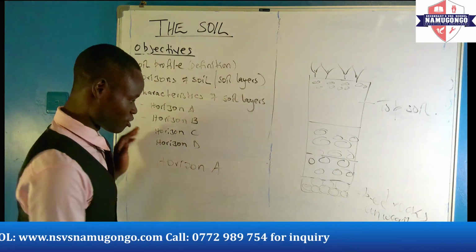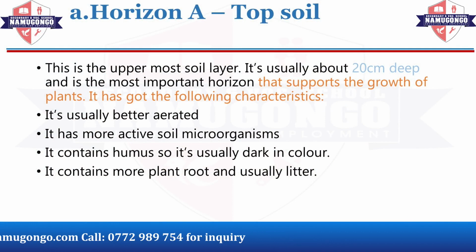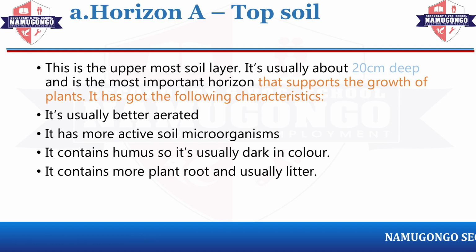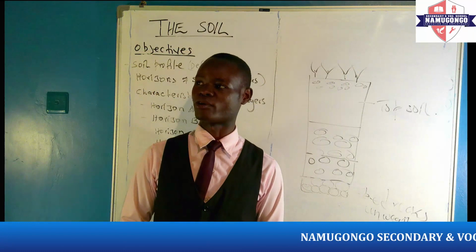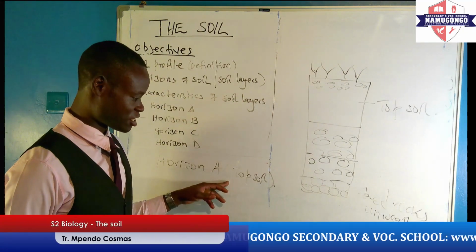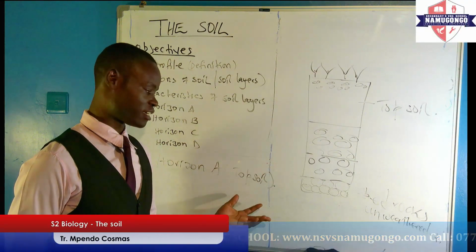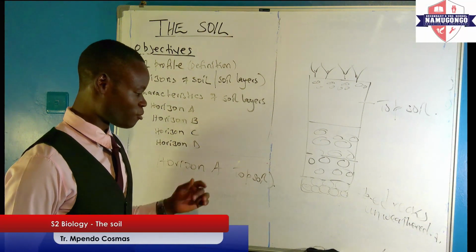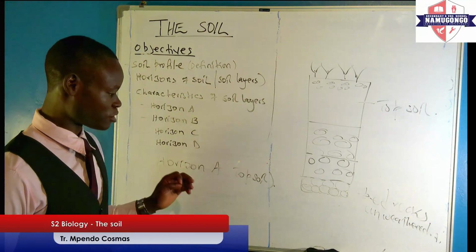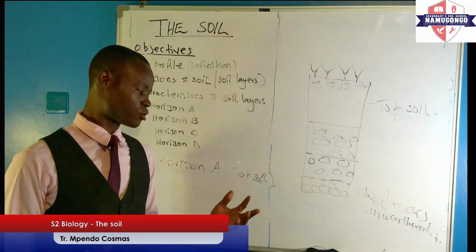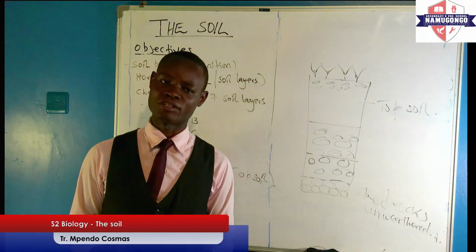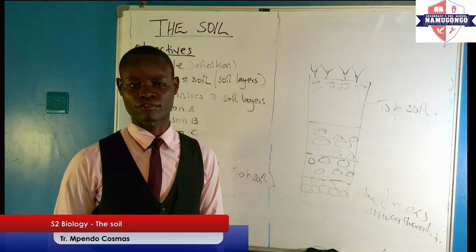Horizon A is also known as the top soil, the one you are moving on, the one you are seated on. So this is the uppermost layer. It is usually about 20 centimeters deep. If you have a hole there at home, you can dig 20 centimeters deep. There you have moved the length of the topsoil. It is that topsoil, the horizon A, that supports plant growth and has gotten all the nutrients that bring about proper growth of plants.